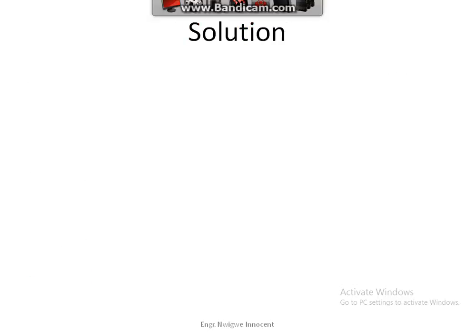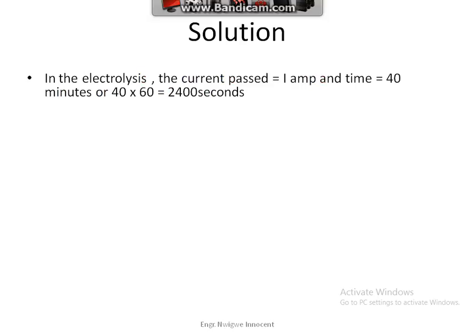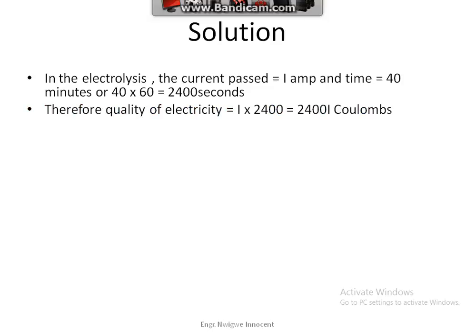Solution. In the electrolysis, the current passed is equal to I amp and time is equal to 40 minutes, or 40 times 60 equals 2,400 seconds. Therefore, quantity of electricity is equal to I times 2,400, which is equal to 2,400 I coulombs. M positive ion is deposited by the equation: M positive ion will gain an electron to form M.